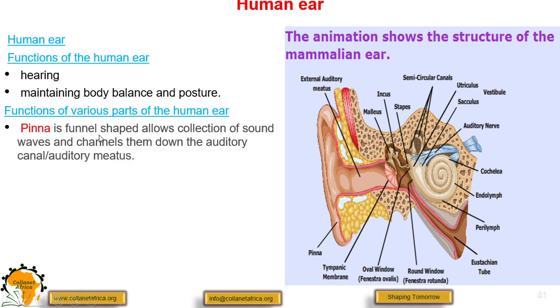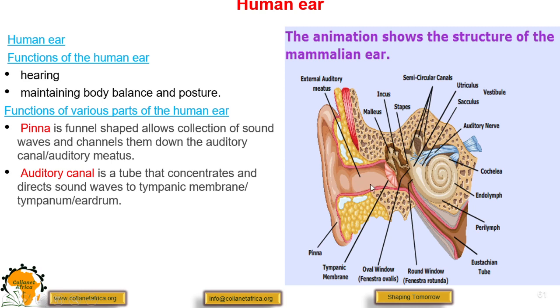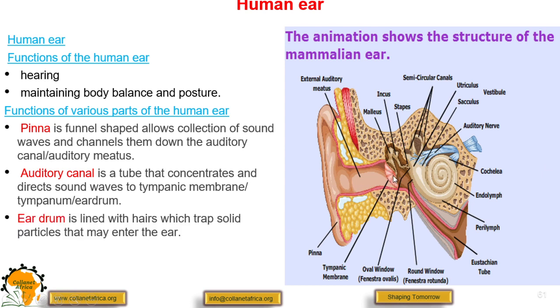First, we want to look at the pinna, and it is funnel shaped to allow collection of sound waves and channels them down the auditory canal or the auditory meatus. So this is the pinna. You can touch yours. Then this auditory canal here concentrates and directs the sound waves to the tympanic membrane, also called the eardrum.